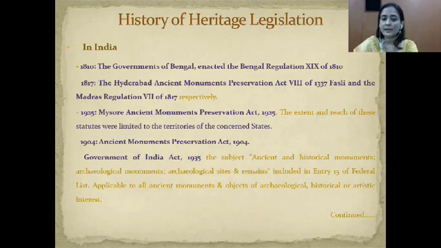In 1904, the Ancient Monument Preservation Act was formed, wherein not only government buildings but also private buildings under private owners were taken care of, and if the private owners refused to do so, then it was forcibly acquired. And in the Government of India Act 1935, the subject of ancient and historical monuments, archaeological sites and remains was included in entry 15 of the Federal List, applicable to all ancient monuments and objects of archaeological, historical, or artistic interest.